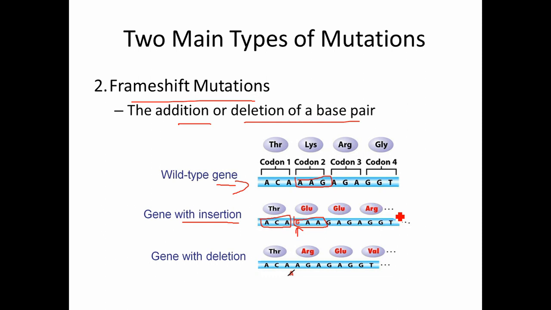Now, with a deletion, during DNA copying a base gets removed or left out for whatever reason. Again, here we have our first codon coding for threonine. Then we have that second A that gets removed, and again this completely shifts the reading frame, which is why it's called a frame shift mutation. So now the codon sequence is completely changed again.